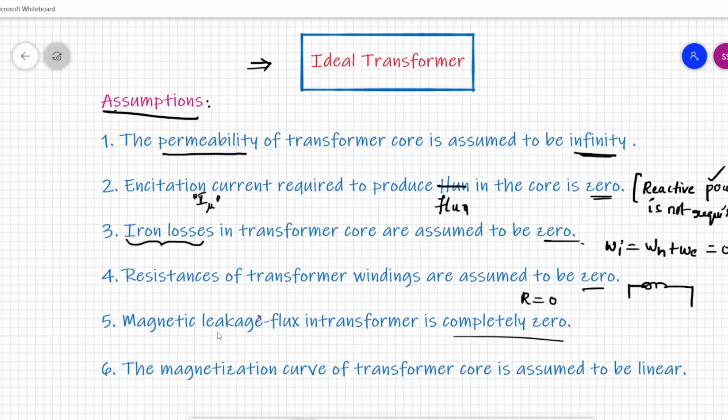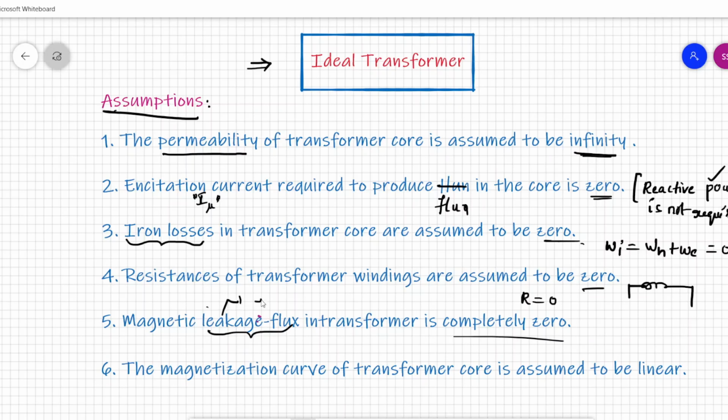Leakage flux is a phenomenon where flux is not transferred to the secondary core. We know that at the primary there is production of EMF and flux. That flux should pass through the core and link with the secondary winding so that the secondary gets some EMF. But some of the flux at the primary will not flow through the core and will just be wasted at the primary itself. That is called leakage flux.